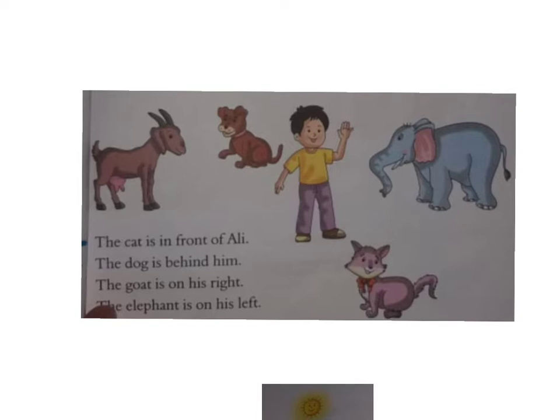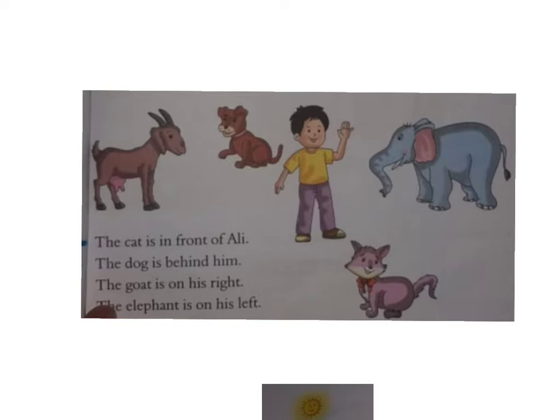Dear students, the cat is in front of Ali. Just look at the picture and see that the cat is in front of Ali. The dog is behind him. The dog is behind Ali. And the goat is on his right. The elephant is on his left. So, in this picture, we'll learn about front, behind, right and left.